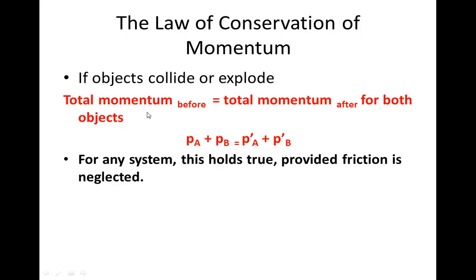So here's the basic equation for the law. Total momentum of objects A and B, two objects, all the time before collision, should be equal to their total momentum after collision. The total actually refers to the sum. Okay, so if you see an apostrophe on the right side of your equation, that refers to the momentum after collision.